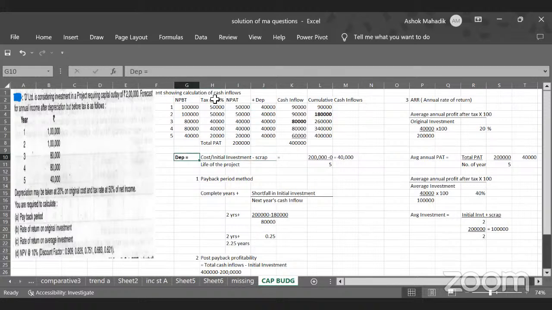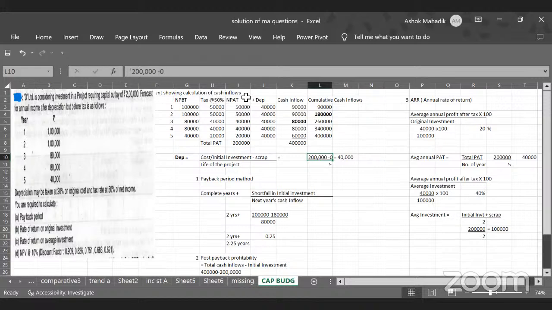The table. I have given the depreciation formula: cost or initial investment minus scrap upon life of the project. So initial investment is 2 lakhs minus scrap 0 upon 5. Life is 5 years, as cash inflows are given for 5 years. So I get 40,000 as my depreciation.